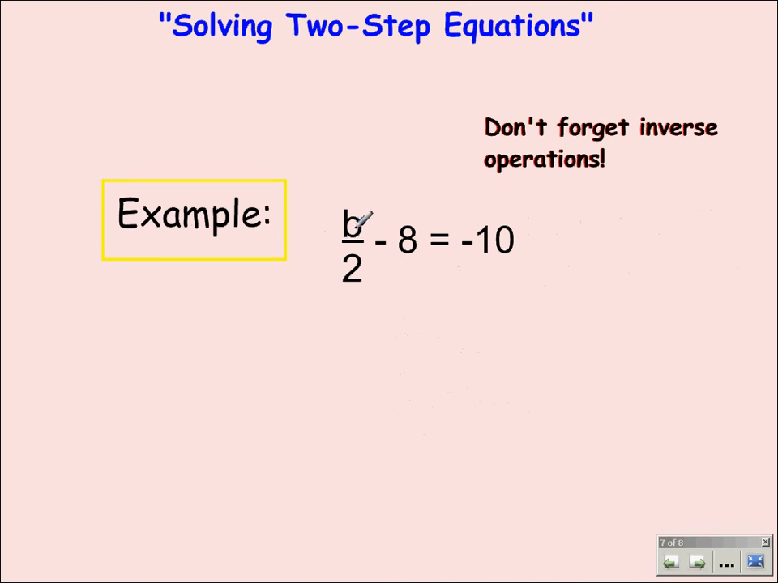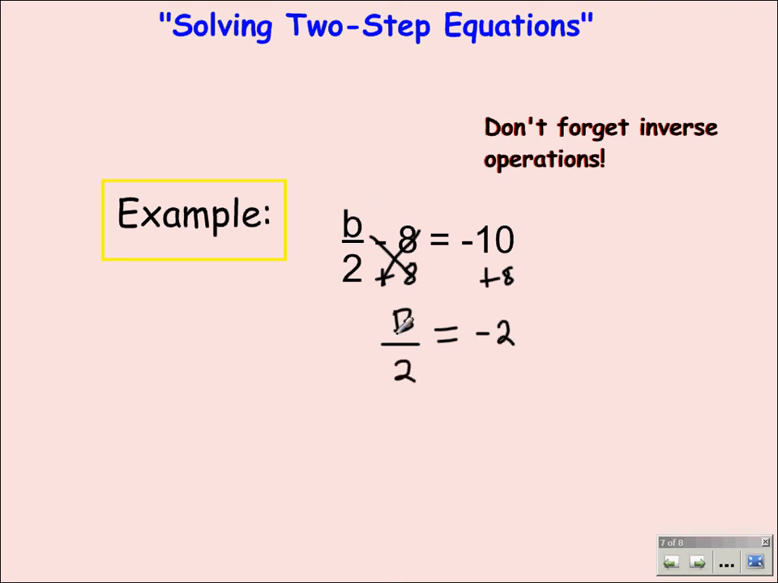Our next example is b over 2 minus 8 equals negative 10. We already have our variable on the left side, so we're going to take our 8 and combine it with the negative 10 on the right side of the equation. The inverse of negative 8 is positive 8. So if we balance it out and do the same thing to both sides, we will lose our 8, and on our right side it will become negative 2. And our left side of the equation will still be b over 2.